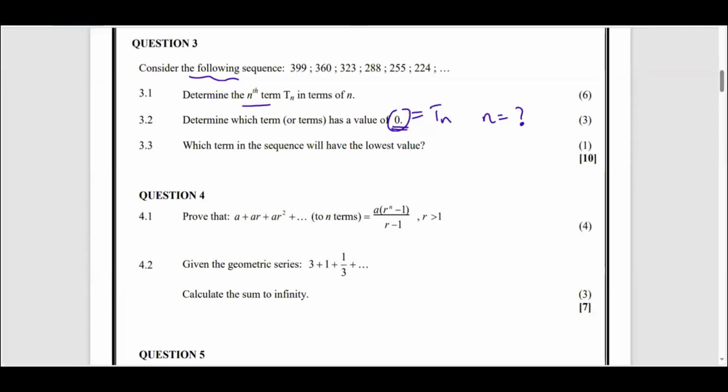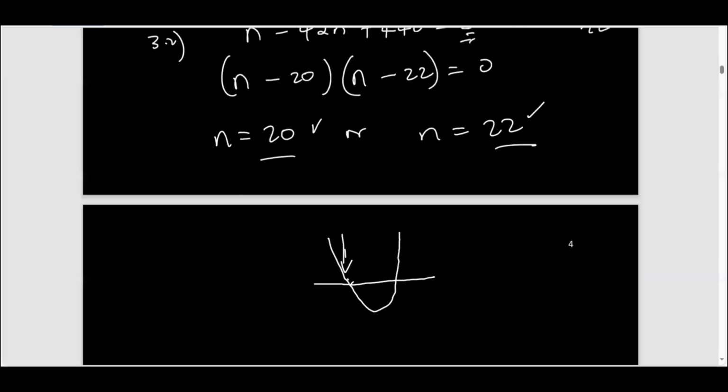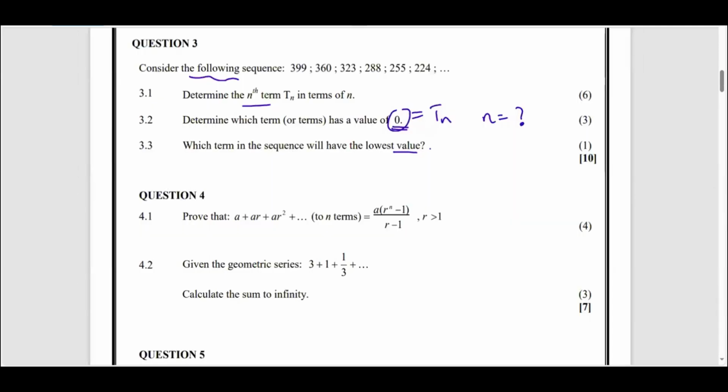Then 3.3, which term in the sequence will have the lowest value? Now, we just said that this is a parabola, okay? Then for the lowest value, they're asking us for the axis of symmetry of this. Whether it is lowest or largest, it depends. So in this case, our A was greater than 0. That's why it has the lowest or the minimum. Had it been that the A was negative or less than 0, then our parabola or quadratic function would have a maximum value. So from our functions, we know that x is negative b over 2a. So whatever we get here, that is the answer that they want.